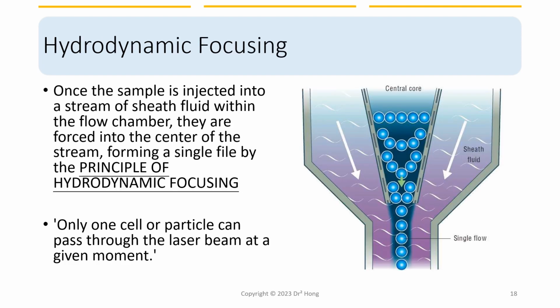So how do the cells line up one by one in the machine? Now, once the sample is injected into a stream of sheath fluid within the flow cytometer, they are forced into the center of the stream, forming a single line, by the principle of hydrodynamic focusing. Now, that means only one cell or particle can pass through the laser beam at a given moment.